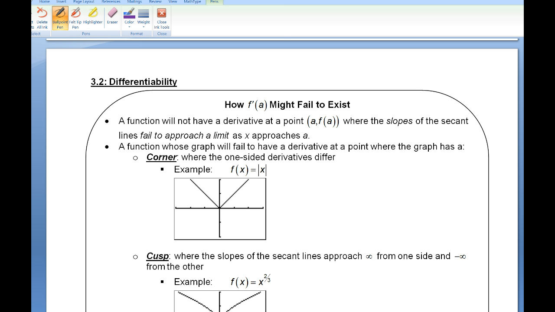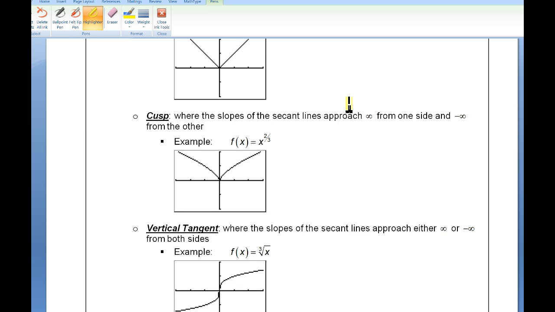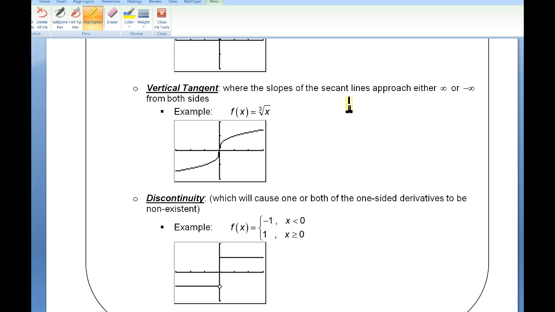So, differentiability. Okay, so there are certain times that the derivative does not exist. So you need to be able to look at a graph or an equation and figure out which reason it is. So is it a corner? Is it a cusp, a vertical tangent, or a discontinuity? These are the four where the derivative doesn't exist.